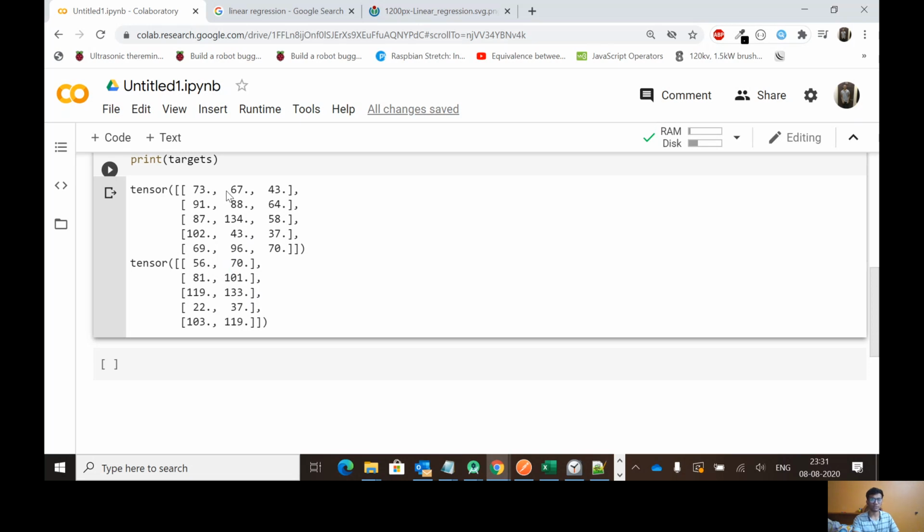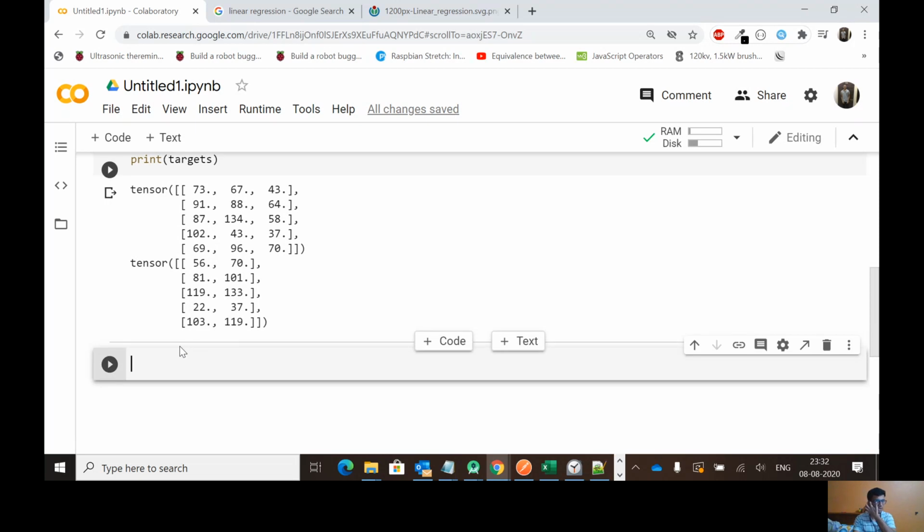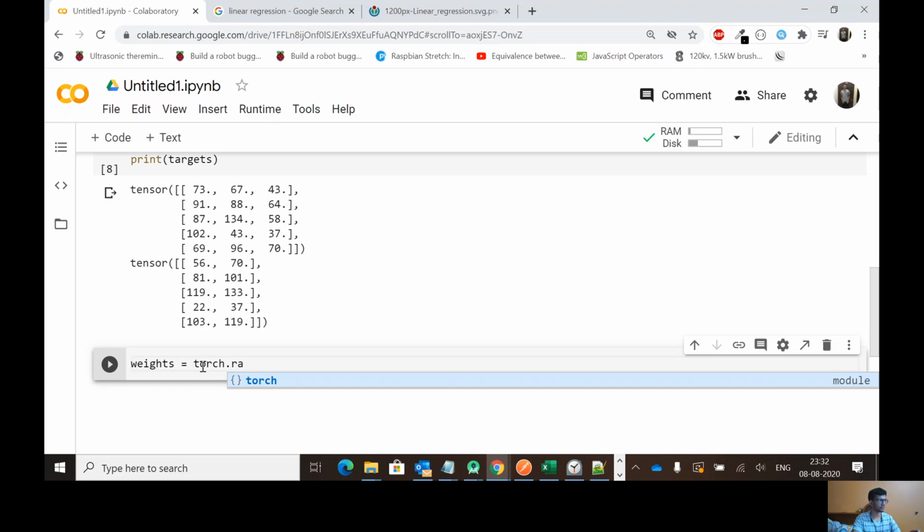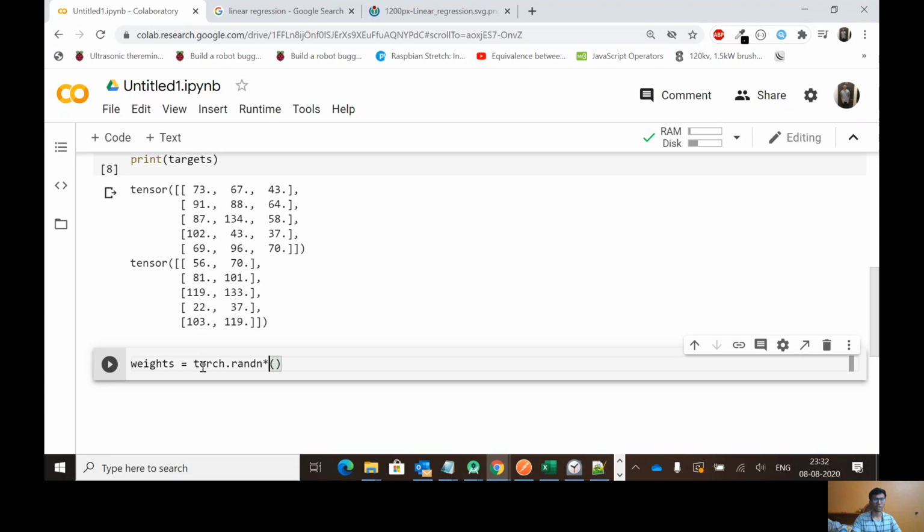So here we need to find the value of three weights, so that if we multiply this whole equation, we can get very close to 56 or close to 70. Obviously the values of the weights will be different for apples, and might be different for oranges. Initially, we will take random values of weights. So how to do that? In torch we have a function for weights as well. Weights is equal to torch dot random. Now, what will be the dimensions?